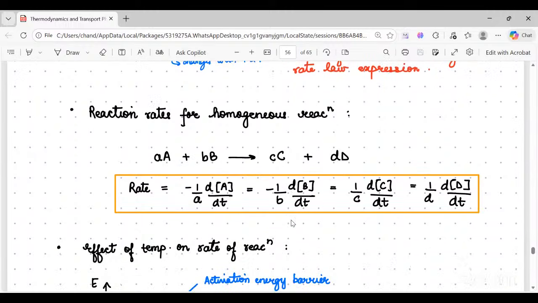Reaction rates for a homogeneous reaction: aA plus bB is equal to cC plus dD. You can write it as 1 by a dA by dt is equal to minus 1 by b dB by dt is equal to 1 by c dC by dt is equal to 1 by d dD by dt.